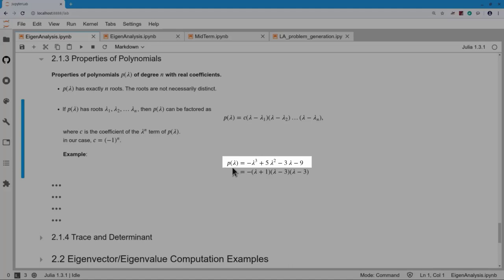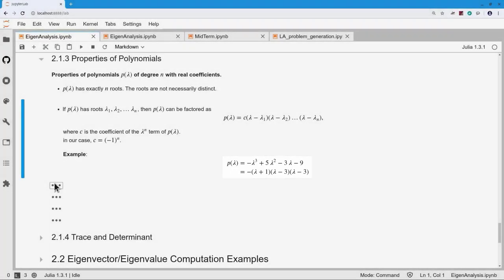So here's an example. If I take P of lambda equal to this cubic, you can verify that the form lambda plus 1 times lambda minus 3 times lambda minus 3 with a minus sign out front indeed multiplies out to that cubic. And so you see that lambda equals minus 1 is a root, makes this term 0. Lambda equals plus 3 is a root, it makes that term 0. And that lambda equals 3 actually occurs twice. So my roots are not unique. Here they are: minus 1, 3, and 3.